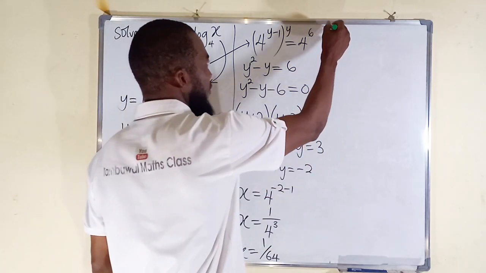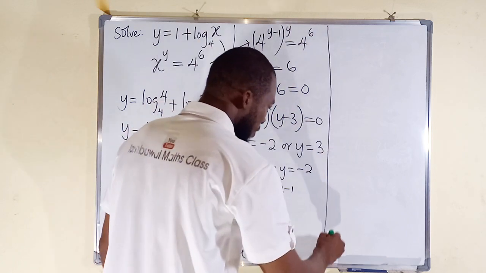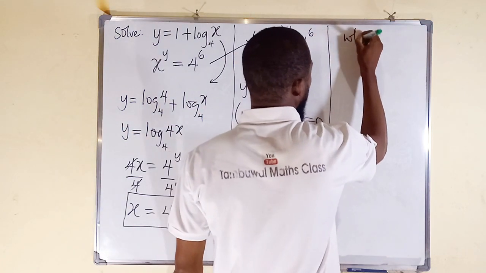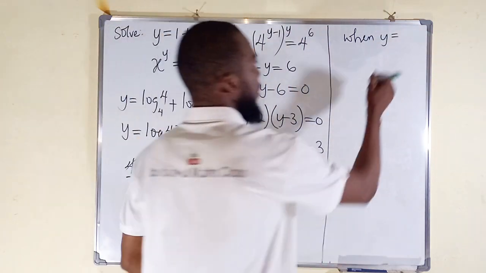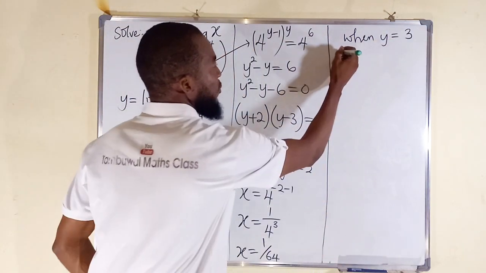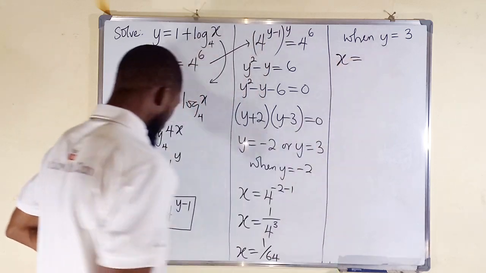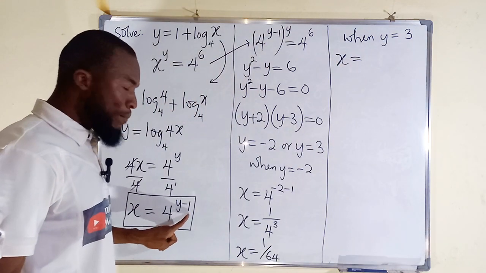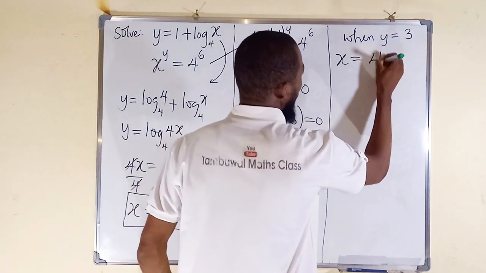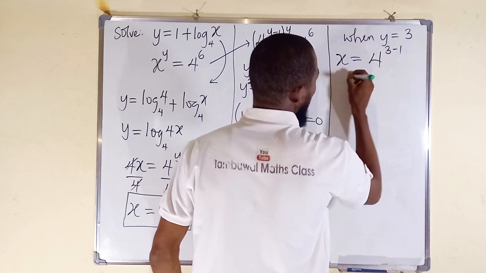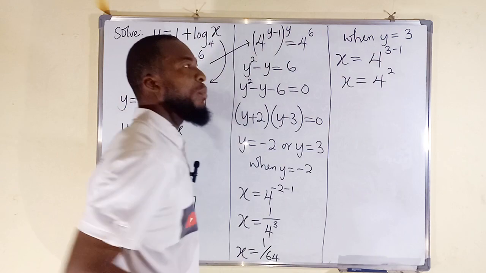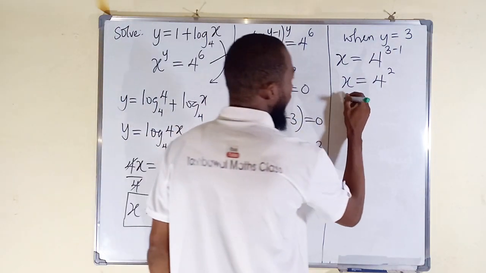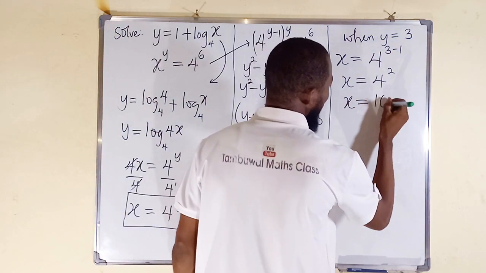So what about the other solution? When y is equal to 3, x will be 4 to the power of 3 minus 1, which is equal to 4 to the power of 2, right? And 4 to the power of 2 is 16. Therefore, x is equal to 16.